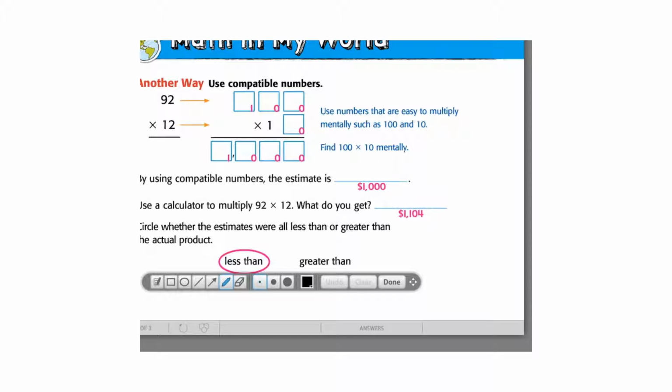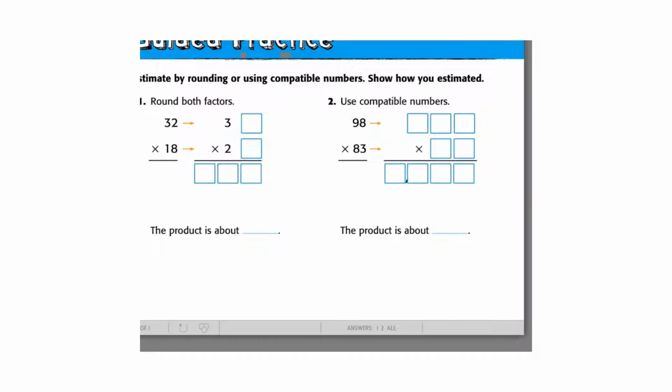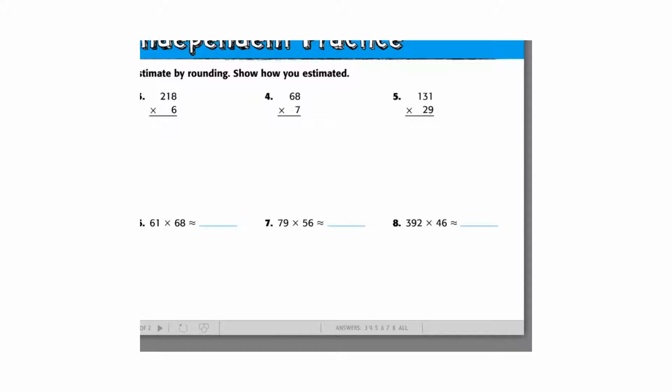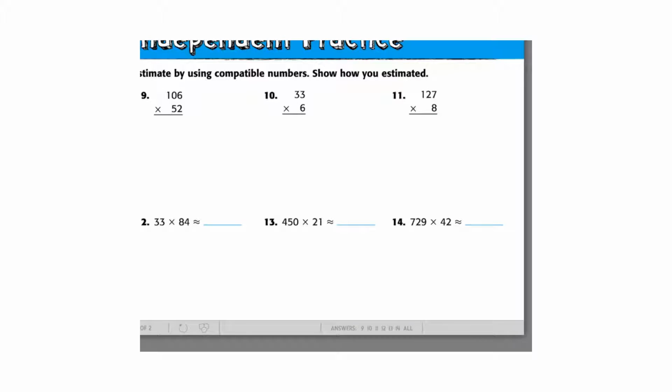Okay, let's look at, yeah, see how they have everything in the wrong order on this one for some reason. Okay, so here's your guided practice. Now in the directions, let me flip forward to the next one. Sometimes, like this direction for numbers 3 through 8 says estimate by rounding. Then if you look at numbers 9 through 14, it says estimate by using compatible numbers. I want you to use whichever way works best for you.